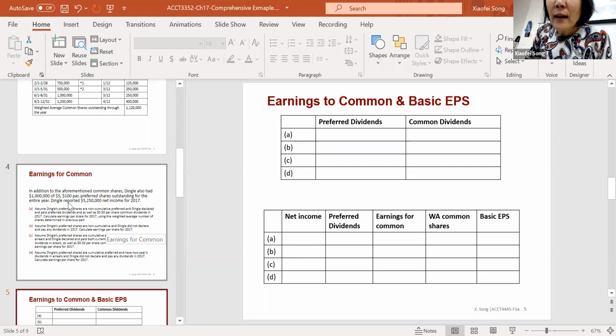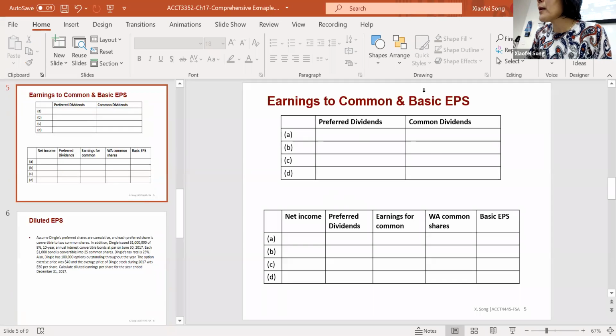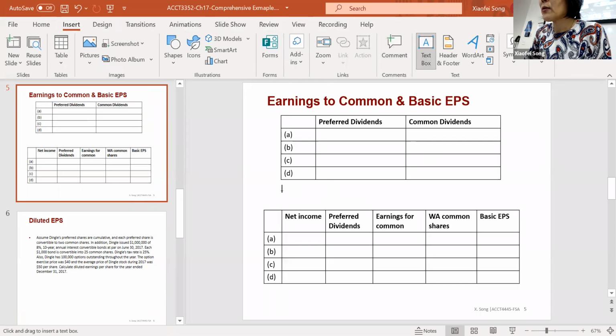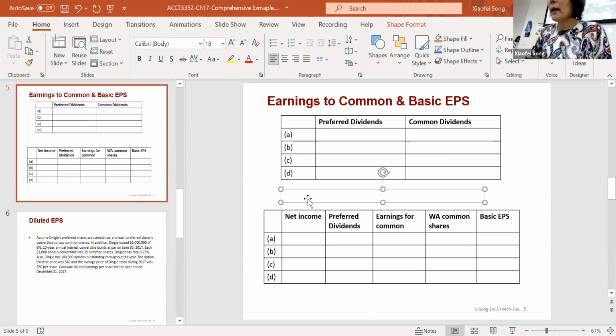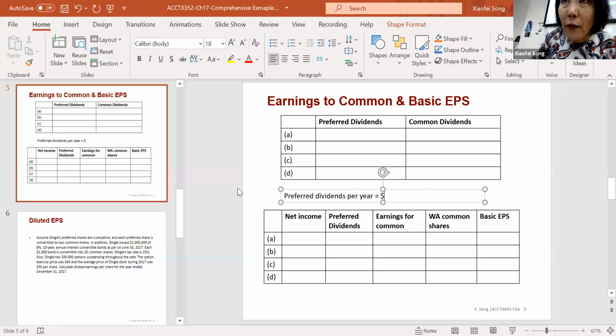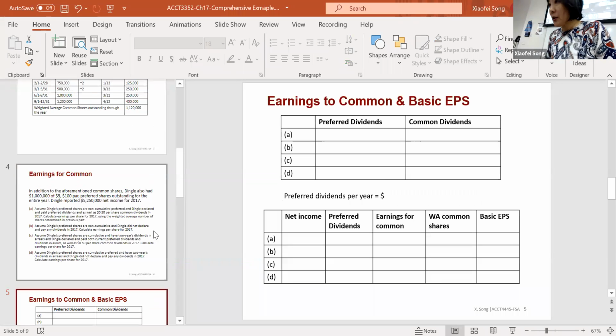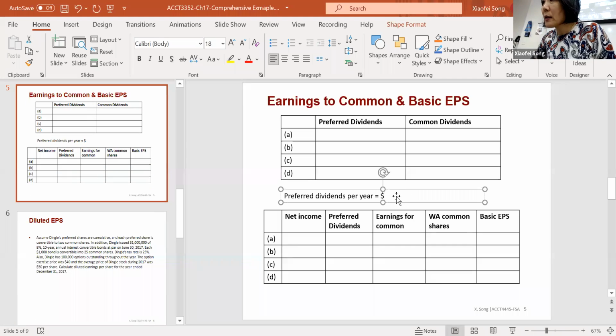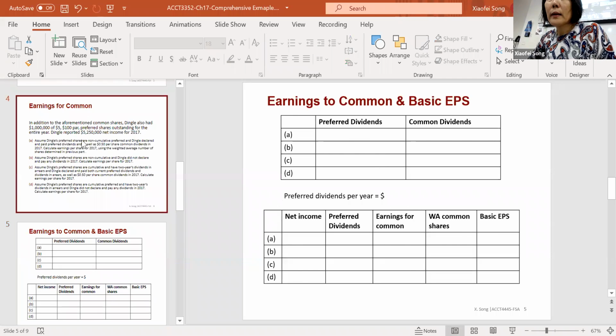Okay, so let's do the computation here. Let's insert a little window here. Let's say preferred dividends per year based on the information, right? So we know the dividend is $5 per share.